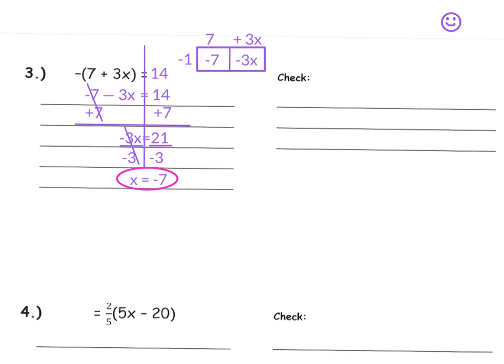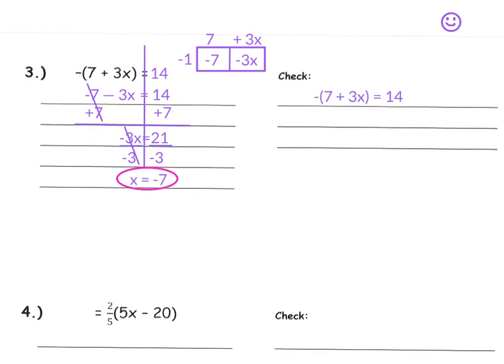Now we need to do the check. So to do my check, I'm going to start by rewriting the original equation that we had. So I rewrote the negative and then the 7 plus 3x is in parentheses equals 14. Now in order to check, we're going to rewrite, but we're going to replace the x with our answer. So I still have the negative and then in parentheses the 7 plus 3 and then in parentheses the negative 7, which was my answer, is replacing the x because now I do know what I think the answer is. So x gets replaced with that answer. Okay, and then I had my parentheses to close it out, equals 14.